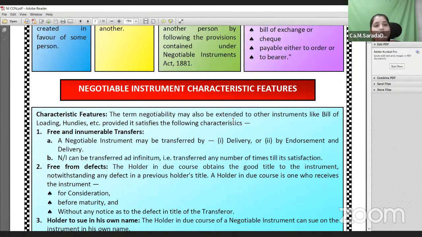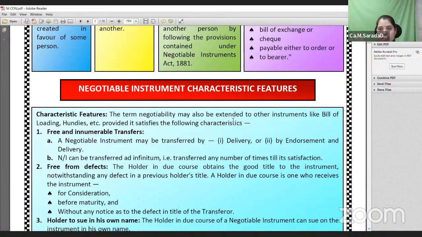Once again, I will tell you, in case of a promissory note, there are two parties. Who are the two parties? The maker and the payee. Maker is nothing but a principal debtor who will prepare the promissory note and sign it. After preparing and signing the promissory note, he will hand over this negotiable instrument to the payee, who is the holder of the negotiable instrument.